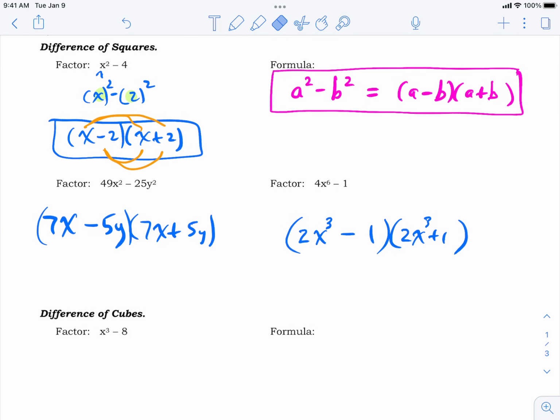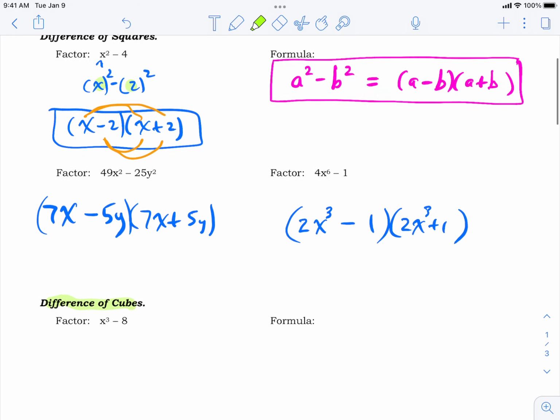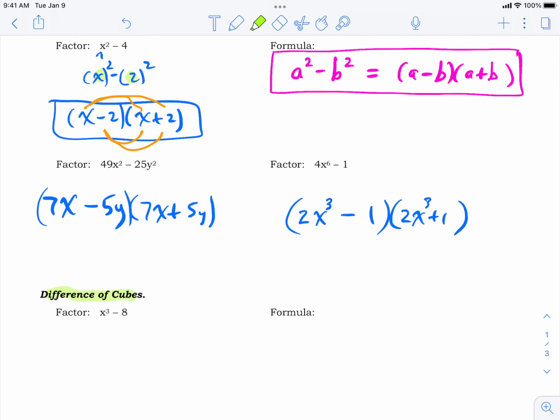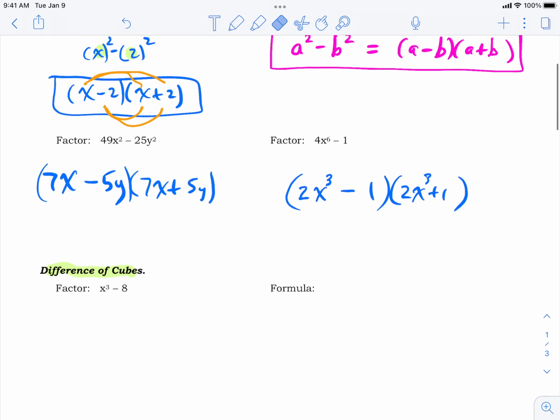Now, differences of cubes, there's also a formula for this one, and it's a bit of a fancier formula. I think what I'll try to do is do it by dance steps first, then I'll give you the formula, and then I'll just keep using the formula. But I do want to try to get you to learn these dance steps first.